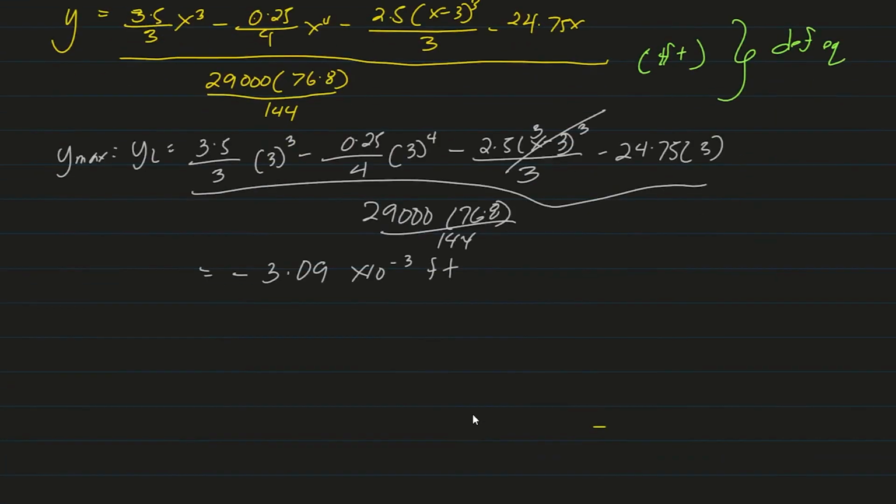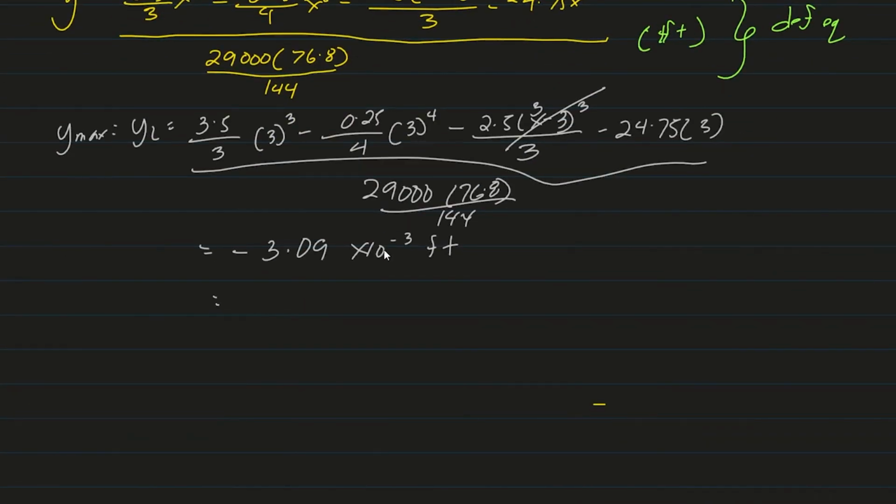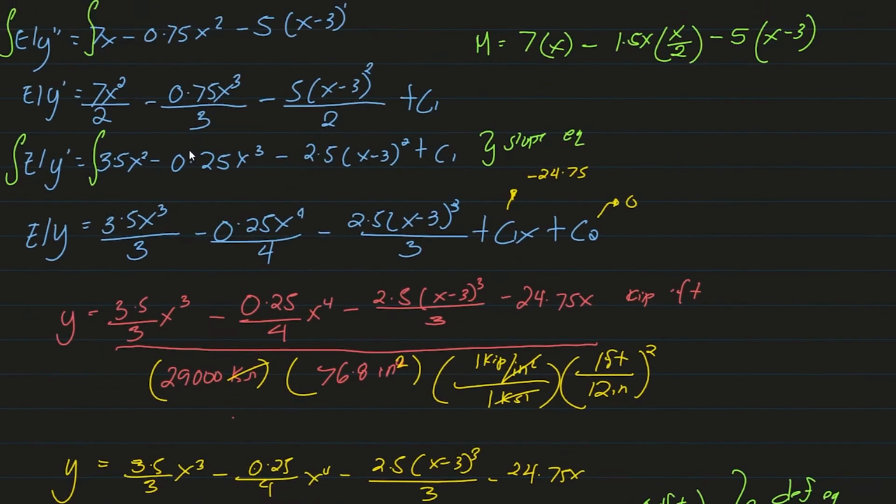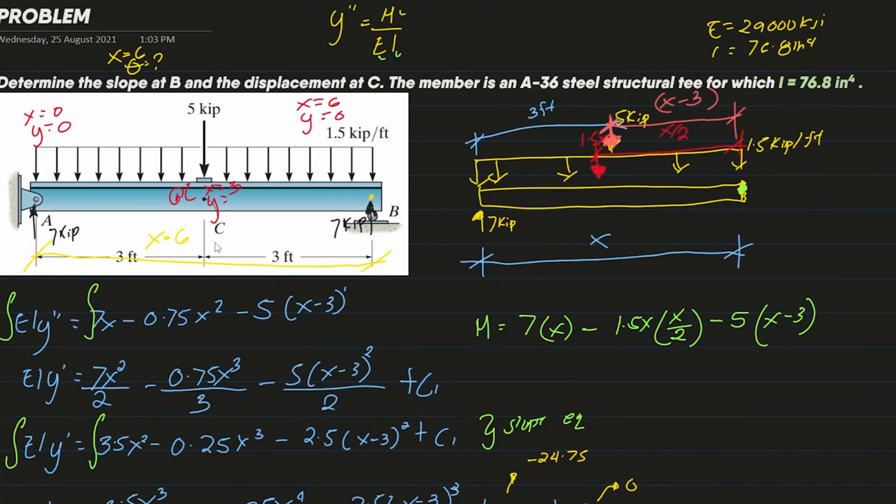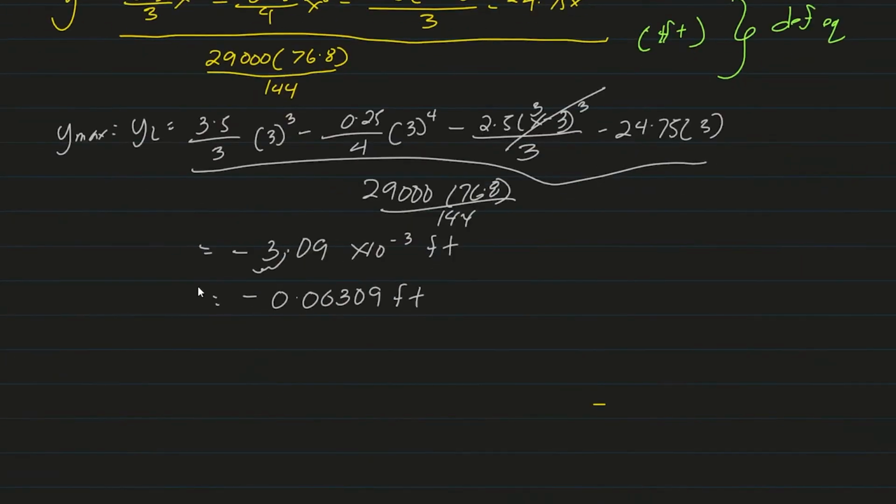Okay, so convert natin yan sa decimal. Magiging move 3 decimal places. Negative 0.00309 feet. So, yan guys. Ito yung sagot natin. Negative answer indicates that our deflection is downwards. Pababa siya. Which is correct naman for this case. Okay? So, check natin.